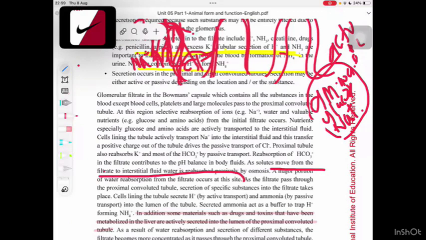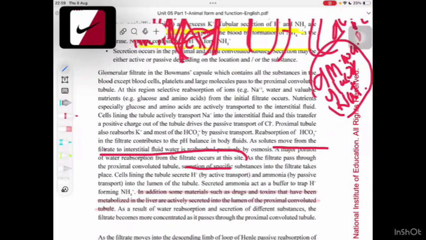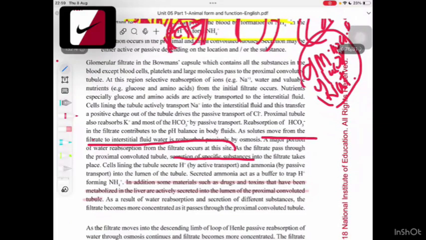As the filtrate passes through the proximal convoluted tubule, secretion of specific substances takes place. All this time we were talking about selective reabsorption, right? Now we are talking about secretion. Secretion of specific substances into the filtrate takes place. Cells lining the tubule secrete H plus by active transport, that means from the blood capillaries into the tubule. So H plus is actively transported.